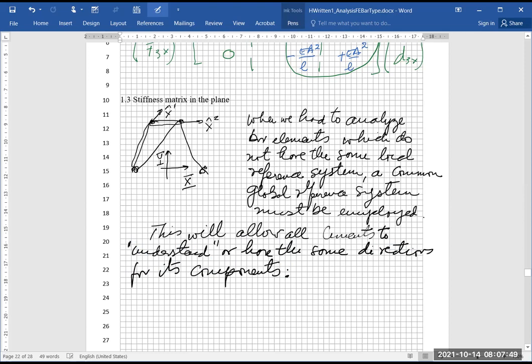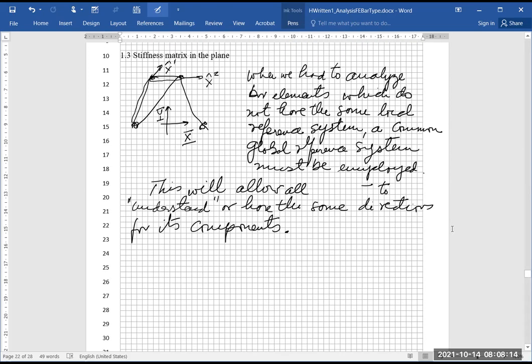Remember that in this case, when we talk about directions, we talk about vectors, and we have two vectors here, forces and displacements. But the same treatment will be applied to both because both are vectors. So both will be transformed. Okay. This will allow all elements, I guess it says all elements.